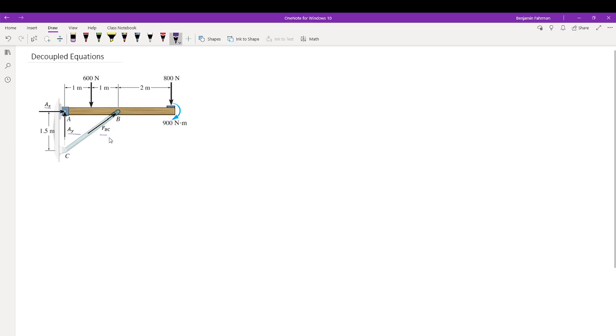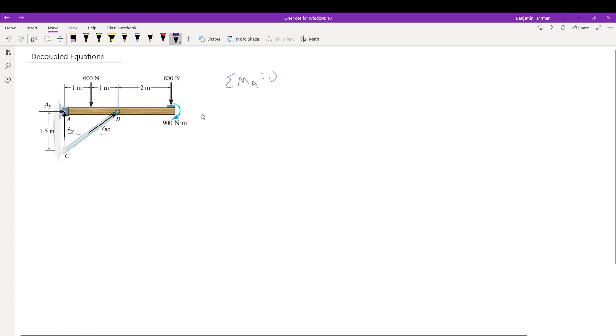I think a good place to start would be taking moments about point A. Because if we were to sum forces in the x direction, AX is in the x direction, and there's a component of FBC in the x direction. So summing forces in the x direction will have two unknowns. If we sum forces in the y direction, we'll have AY and some component of FBC again. So if we sum moments about A, that's going to eliminate AX and AY, and we'll just have FBC in that equation. So let's sum the moments about A, and we're going to set that equal to 0.